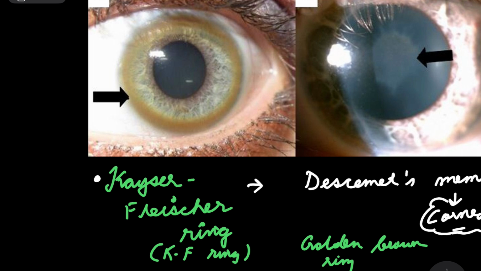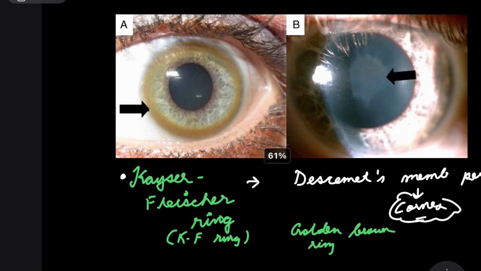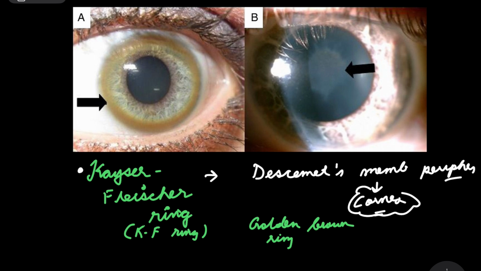Now, this is an interesting thing. Why is it interesting? Because as you can see, the Kaiser Fleischer ring is forming in the periphery, but light rays are traveling through the center, through the pupil. They are going into the lens and then they are being refracted onto the retina. So is the formation of a KF ring affecting vision? No. A KF ring does not affect vision.